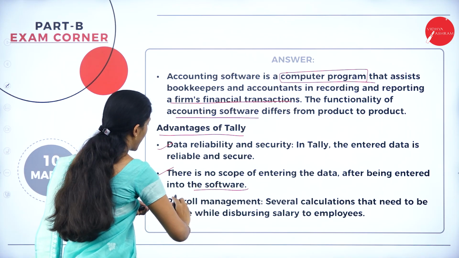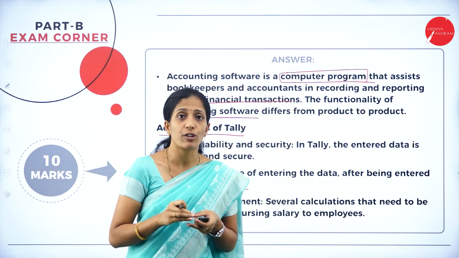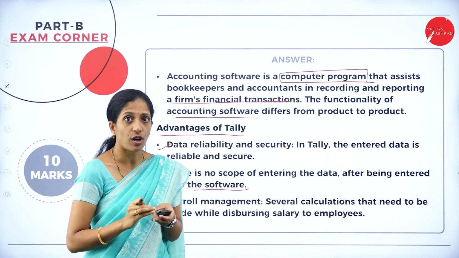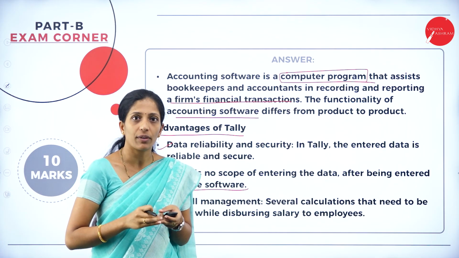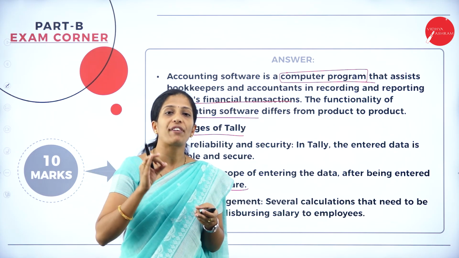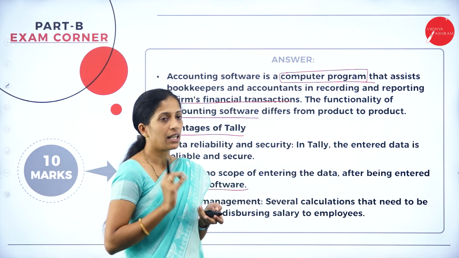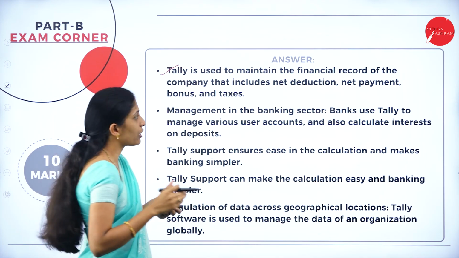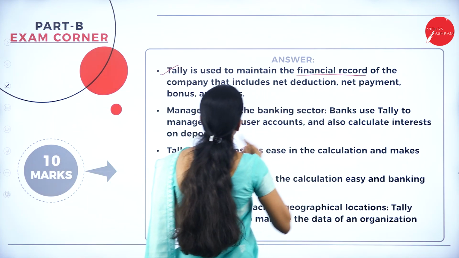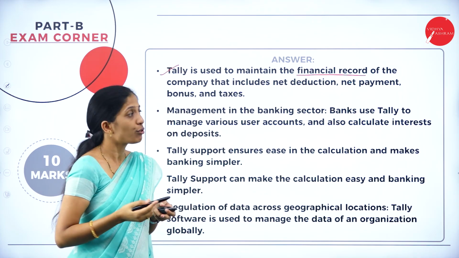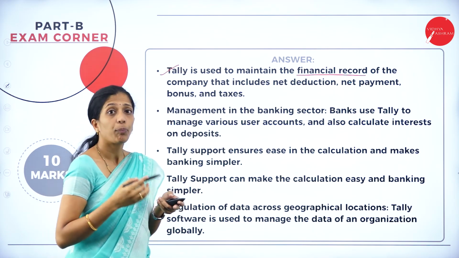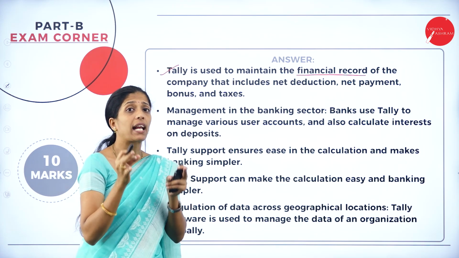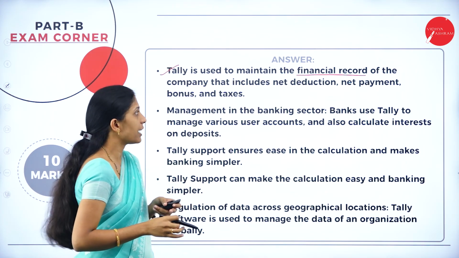Next one is payroll management. It helps in payroll management by knowing what would be the salary to be given to the employees and what wages are to be given to the workers. In the sense, all the details of employees as well as workers can be maintained. Next, Tally is used to maintain the financial record of the company, which includes net deduction, net payment, bonus and tax. So, everything can be included, and a proper accounting record can be maintained.